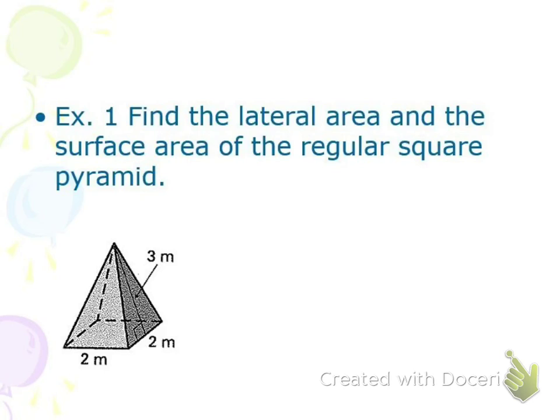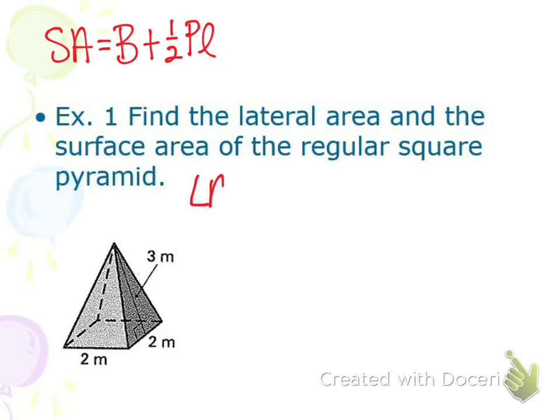All right, on example 1. So I'll write the formula up at the top, even though you should already have it written on your page. Find the lateral area and the surface area of the regular square pyramid. So the first thing they want is lateral area. So that's just the part where we have to take 1/2 times P times L.